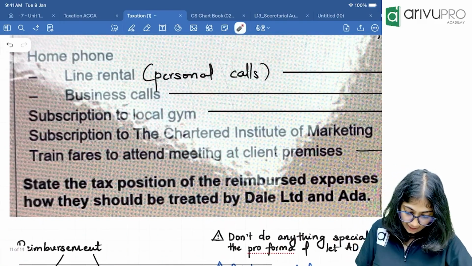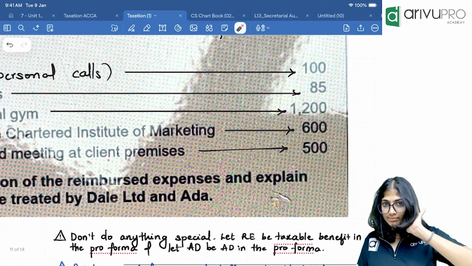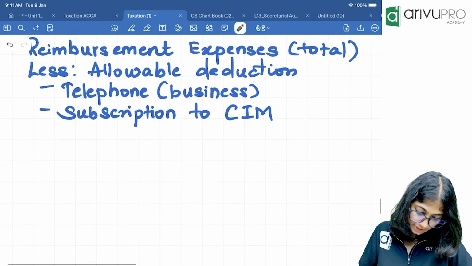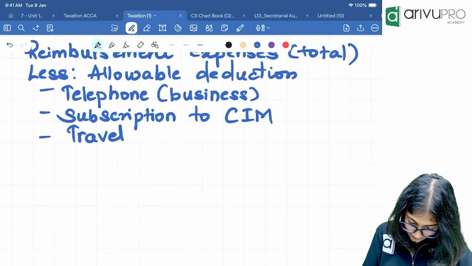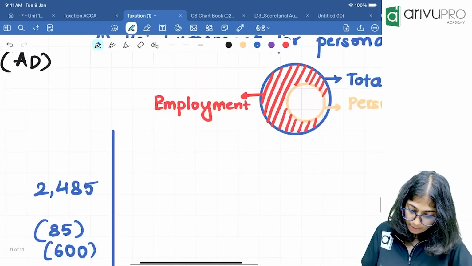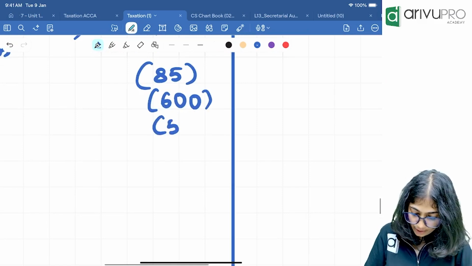Now, train fares to attend meeting at client premises. Absolutely right. 500 pounds is an allowable deduction. Travel fares. Train fares. How much was this? 500 pounds. Okay? 500 pounds is your allowable deduction.